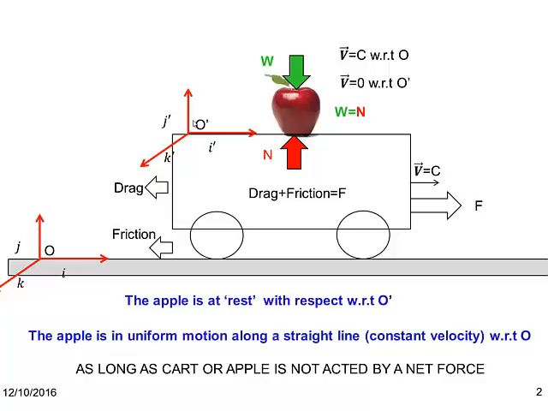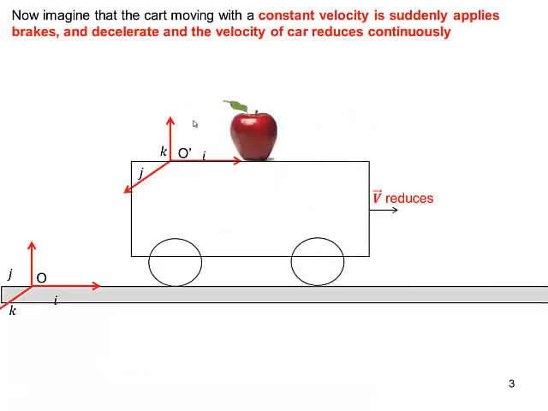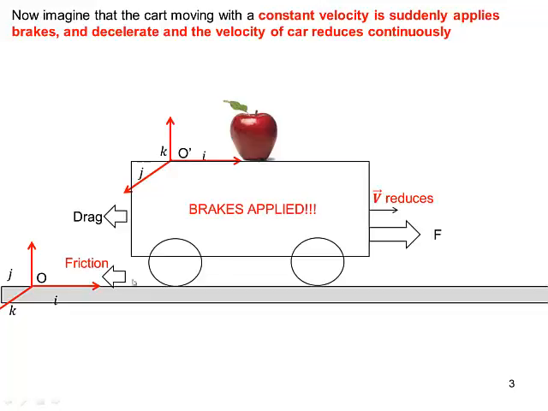Now imagine that the cart is moving with a constant velocity, applies brakes and decelerates. Braking increases the frictional force acting on the cart in the negative i direction, resulting in a net unbalanced force acting on the cart in the opposite direction of motion, which is responsible for the deceleration of the cart. Remember, O dash attached to the cart is no longer an inertial frame of reference.